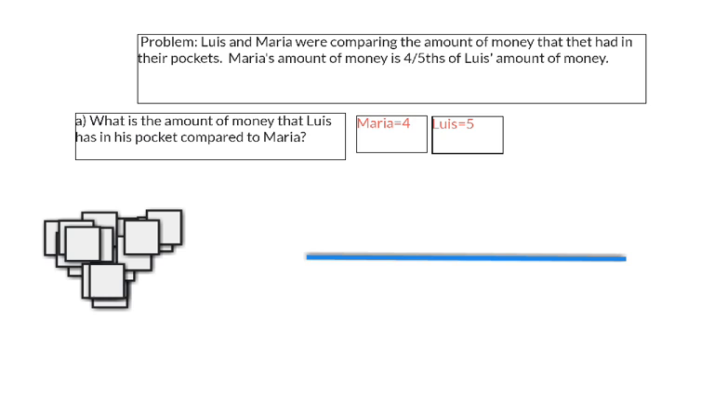The basic layout of the problem is this. Luis and Maria are comparing the amount of money that they had in their pockets. Maria's amount of money is 4/5 of Luis's amount of money.